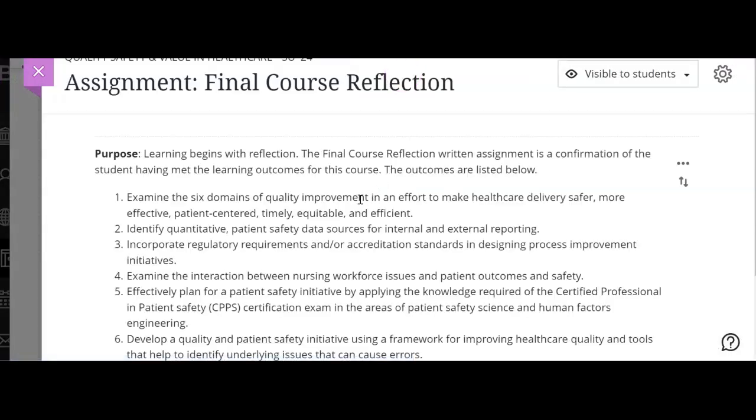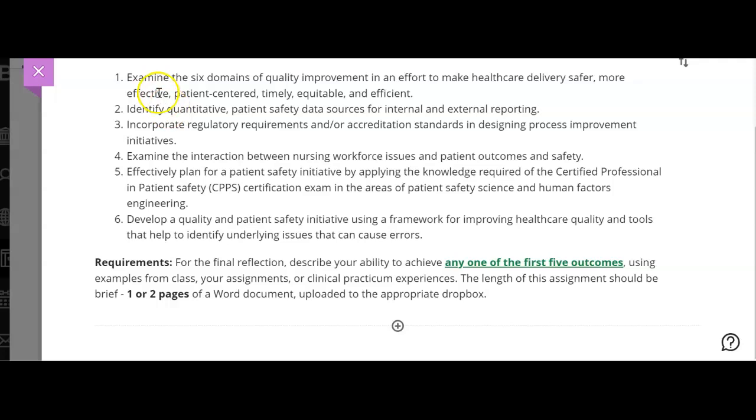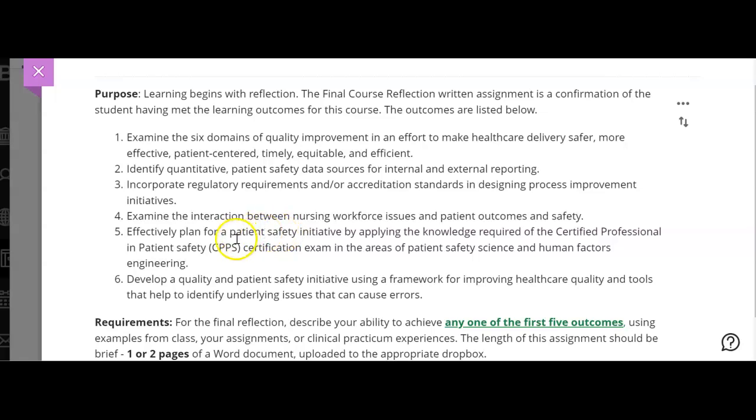We have 6 learning outcomes for this course. Not using the 6th, use one of the first 5 learning outcomes, any one of the first 5 outcomes. Use examples from your class, your assignments, or your clinical practicum experiences, those modules, and write a really brief 1 or 2 page max Word document that shows how you have met this outcome.